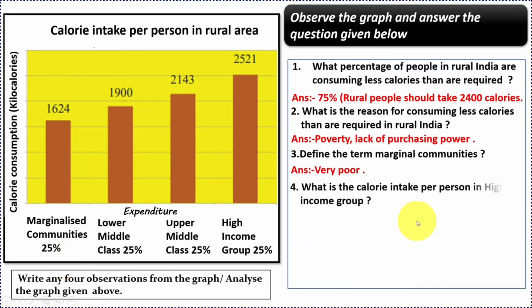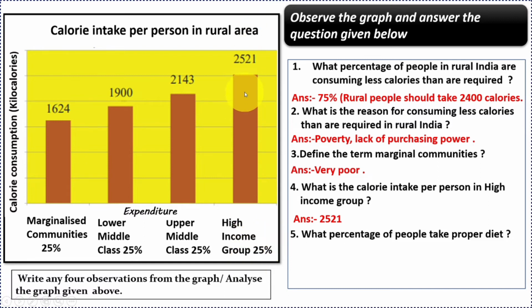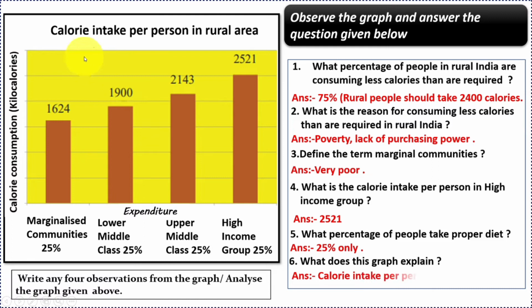What is the calorie intake per person? High income group is here, 2521. What percentage of people take proper diet? Only 25% are taking proper diet. Remaining are less than required. What does this graph explain? This graph explains about calorie intake per person in rural area.